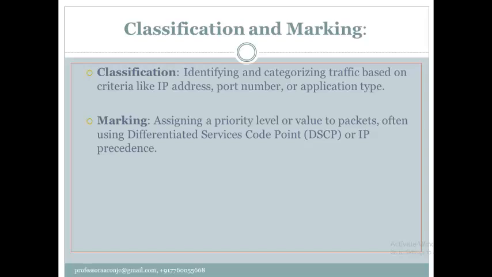So we mark the classified traffic with the language that the router and switch understand, so that the router will know how important the traffic is. That's what marking is. Marking is nothing but a language which the router and switch understand to know the importance of the traffic. IP precedence is one way of marking layer 3 packets. DSCP, differentiated services code point, is another way of marking layer 3 packets. You can also set the priority directly. Anyway, DSCP is also going to say how important it is, how prioritized it is.